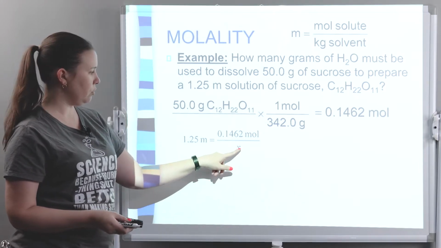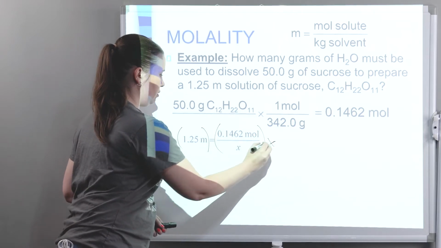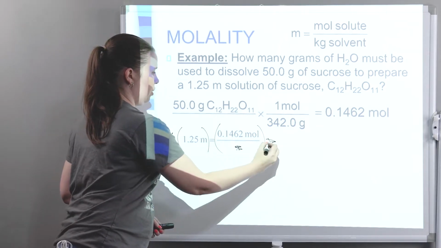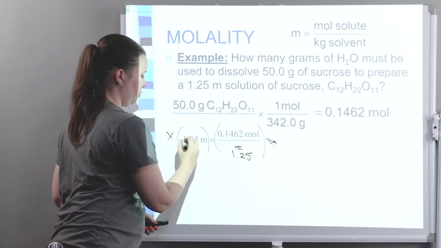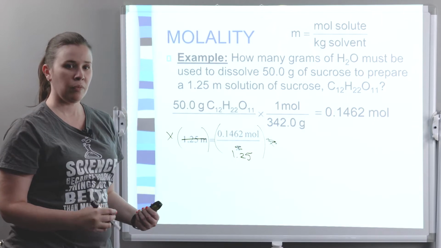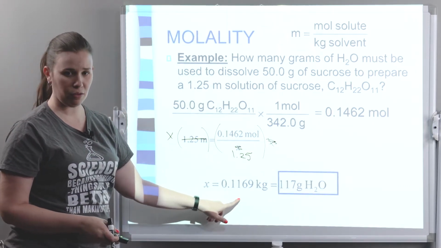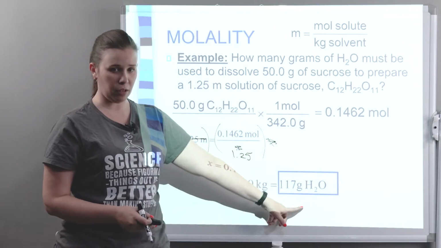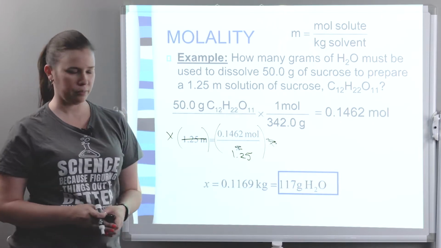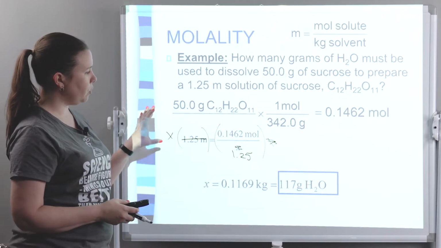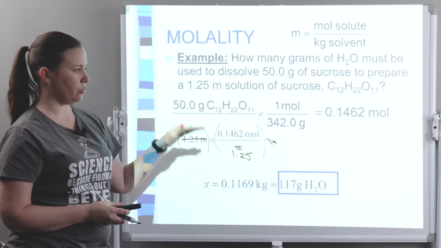Careful with your algebra here. In order to get x out of the denominator, you would multiply both sides by x. And then essentially to isolate over here, we would divide both sides by 1.25 in order to isolate x. And again, the catch is when you solve for x, you automatically get kilograms. So then we would be multiplying by 1,000 in order to get that into grams for 117 grams of water. So using the molality equation allows us to solve for specific information about solute and solvent.